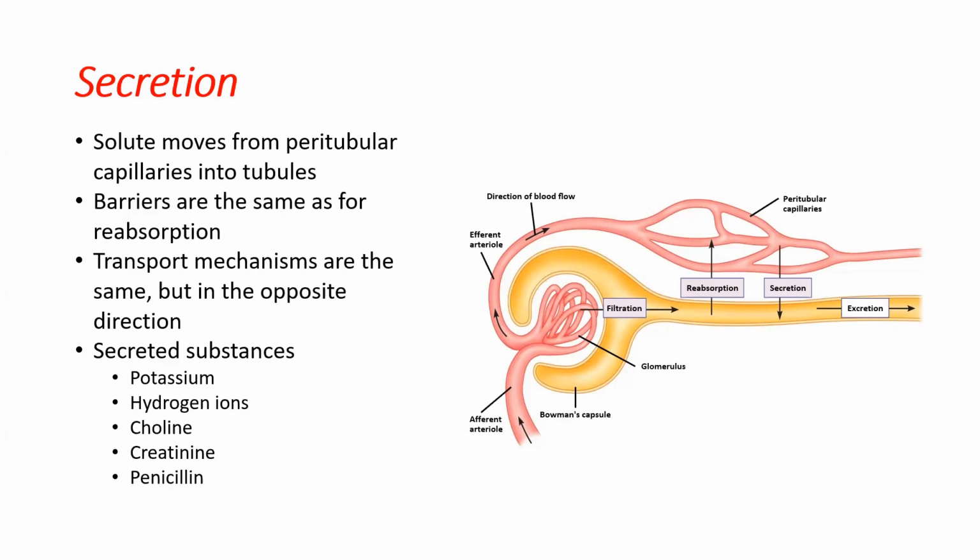Choline, creatinine, and penicillin are all things that can be secreted across the tubule. Many other medications, so other byproducts or metabolites of medications, can be lost through the kidneys as well. This is why it's so important to be mindful of how you're taking some of these exogenous medications, because they can be really taxing to the kidneys when the kidneys have to secrete them in order to rid the body of some of those toxic metabolites. Okay, sometimes the liver is involved in that processing as well.